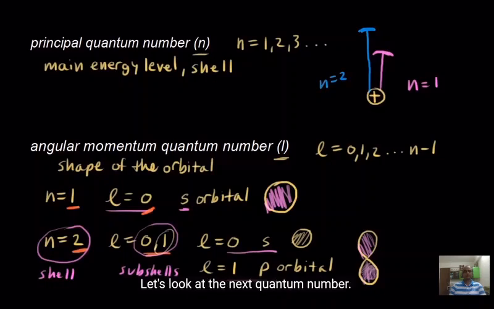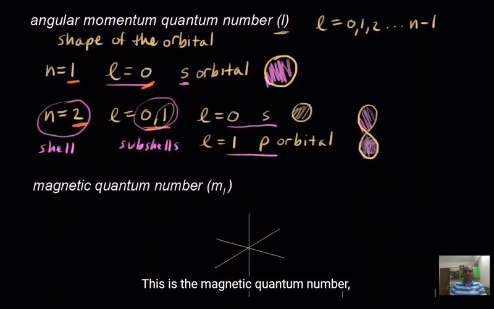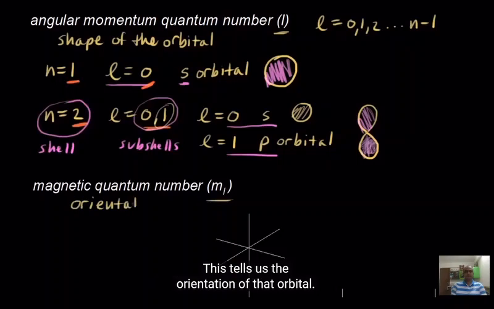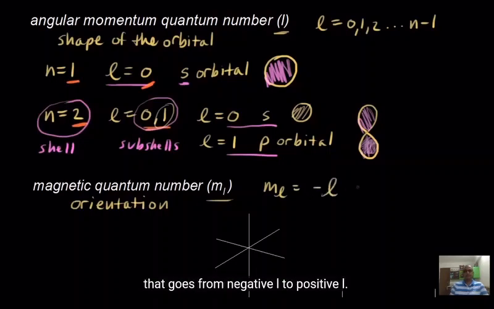Let's look at the next quantum number. So let's get some more space down here. So this is the magnetic quantum number, symbolized by m sub L here. So m sub L indicates the orientation of an orbital around the nucleus. So this tells us the orientation of that orbital. And the values for m sub L depend on L. So m sub L is equal to any integral value that goes from negative L to positive L.